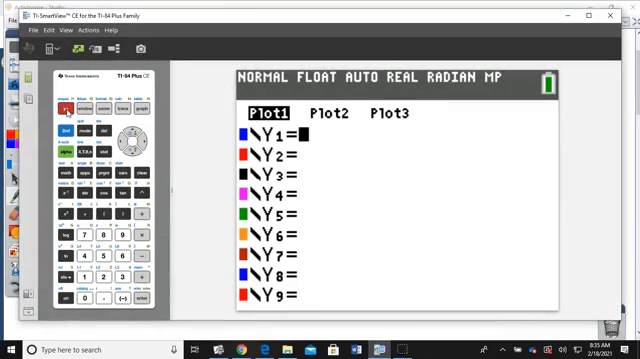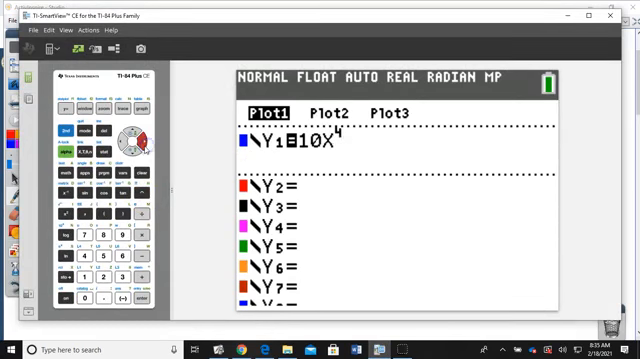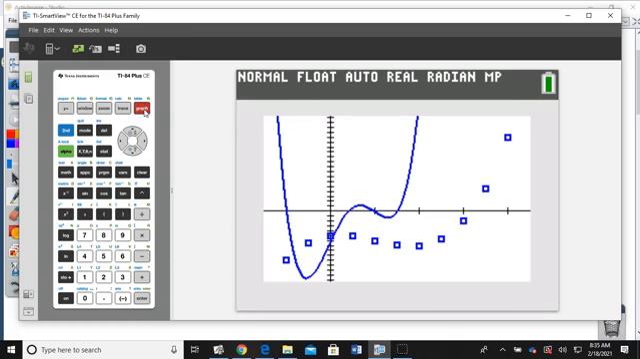Okay. So I go to y equals, I plug it in, 10x to the 4th minus 19x to the 3rd minus 4x squared plus 19x and minus 6. And we hit graph.